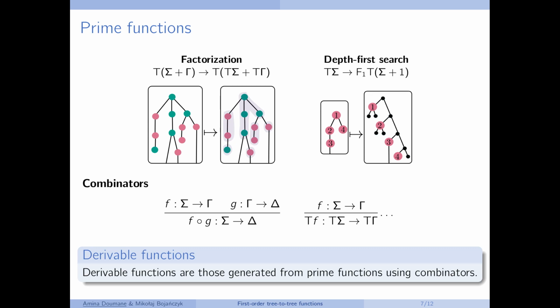And of course, we saturate all these prime functions by composition here, but also by lifting them to the type constructors. For example, if we have a function f from sigma to gamma, then you can get the function Tf from T sigma to T gamma, obtained by applying the function f to every node of an element of T sigma. This is, in other words, the map function. And we call derivable functions the set of functions obtained from prime functions by these combinators.